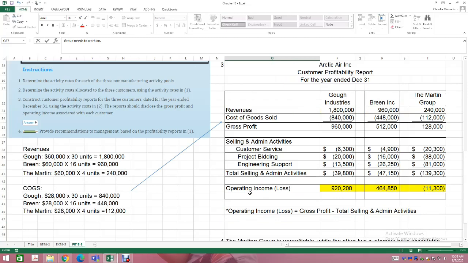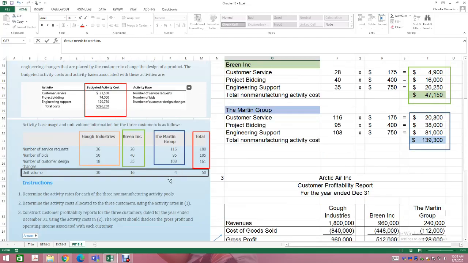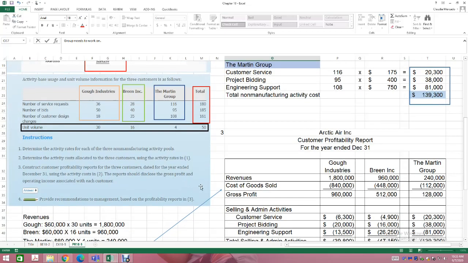Now, if you look at the Martin Group, guys, the Martin Group only bought 4 units. Okay, but they had 108 requests for changes to the product. Okay, they had 116 service requests. Okay, 95 bids. So they're just, in my opinion, looking at these numbers, not very organized.